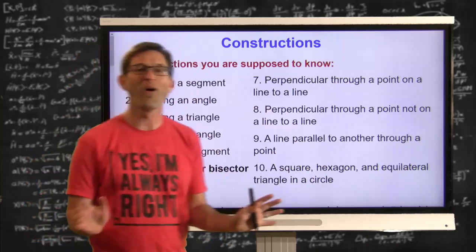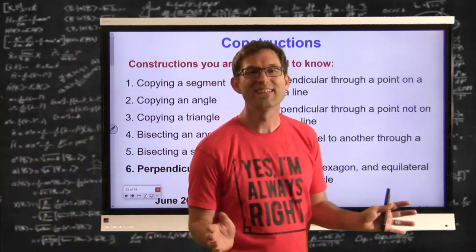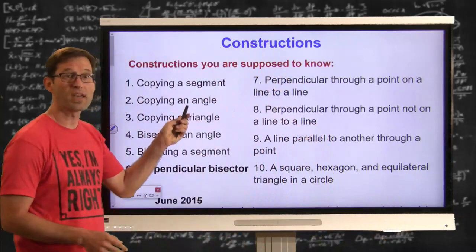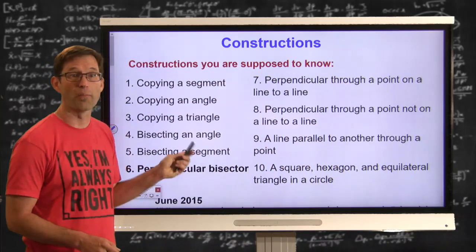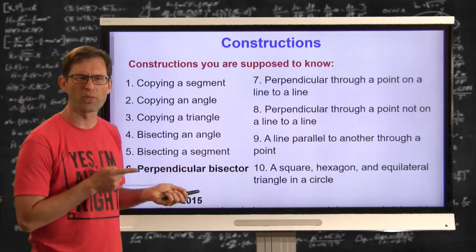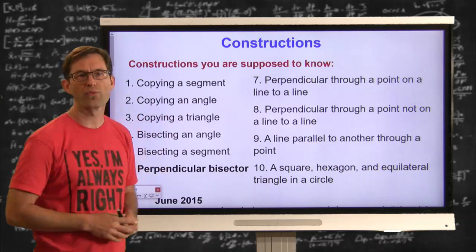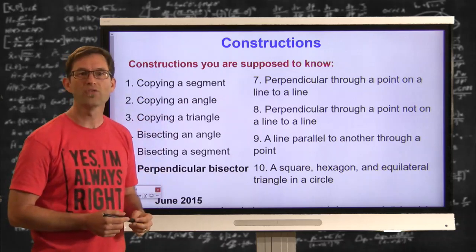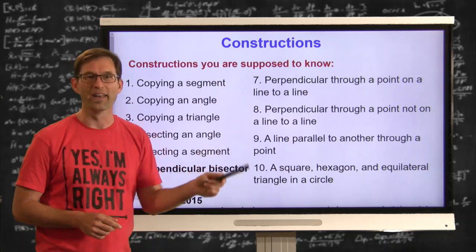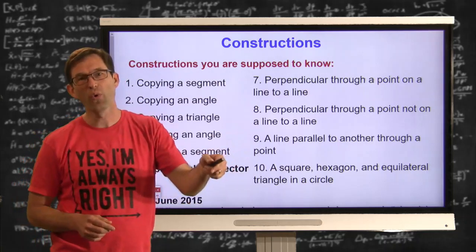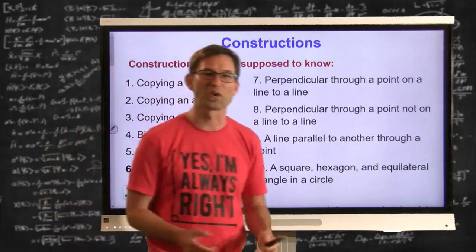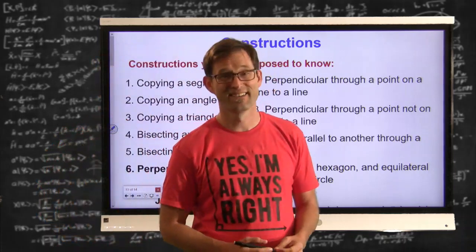So you're supposed to know all these constructions. 10 of them. You're supposed to know 10 constructions. Copying a segment, copying an angle, copying a triangle, bisecting an angle, bisecting a segment. Really important, the perpendicular bisector. Perpendicular line through a point on a line, to a line. Perpendicular through a point not on a line to a line. A line parallel through a point. A square, a hexagon, an equilateral triangle in a circle. There's a lot. All right.